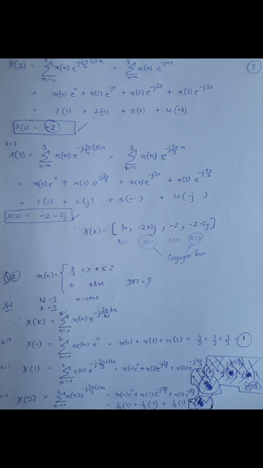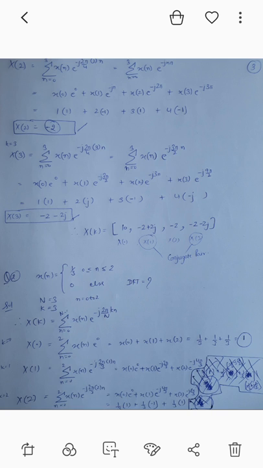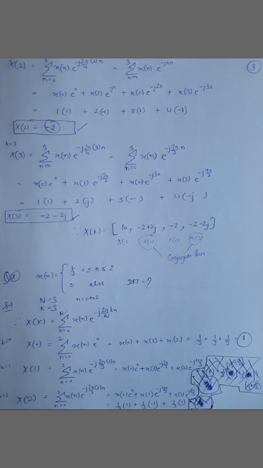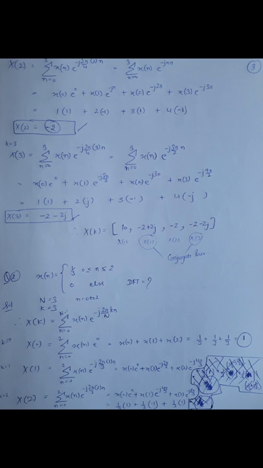Now second question, x of n is equal to 1 by 3, where n varies from 0 to 2. By seeing the equation we can say that here n is equal to 3, k is equal to 3, that is 0 to 2. So we will find out the 3-point DFT. X of 0 is equal to the summation over 0 to 2 of x of n e raised to power 0, that is, open the summation, we will get 1. Similarly we will find the value for k is equal to 1, that is x of 1, and k is equal to 2, x of 2.